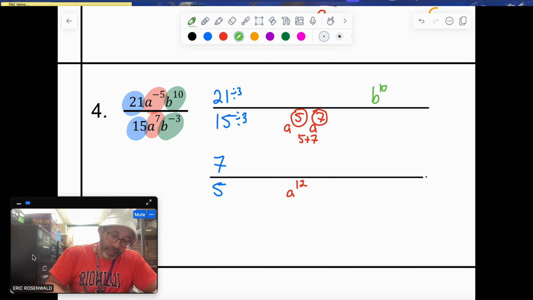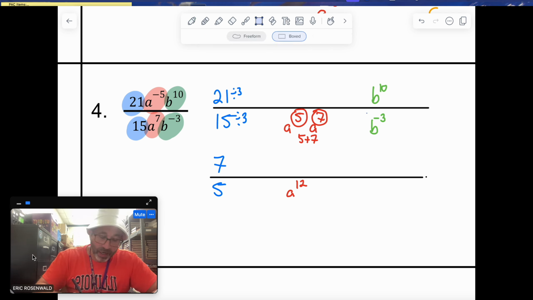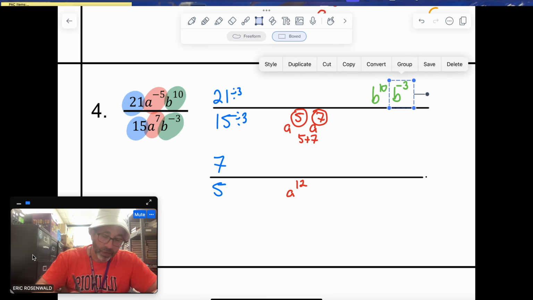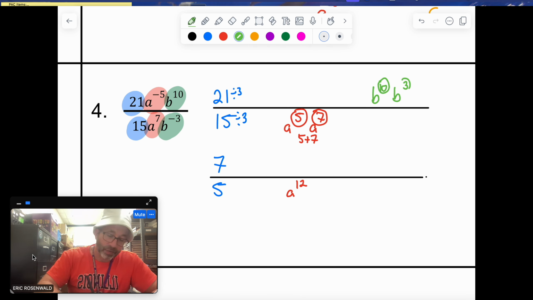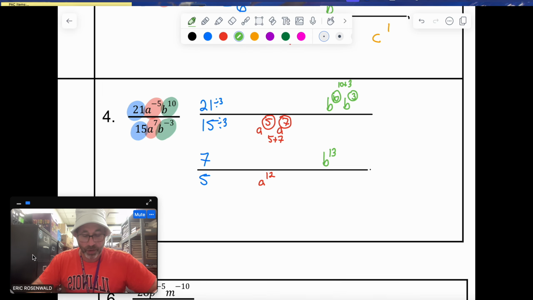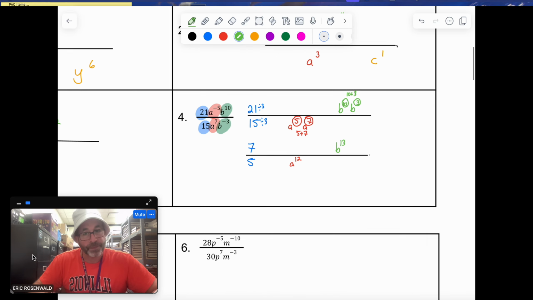Let's look at the b to the negative 3. Because it's a negative 3, they are not happy, so they are going to move. And when they move up to the top, they become happy. When we look at those b's, there's 10 here and there's 3 here, so we add 10 plus 3 when we put those together, which means we're going to have b to the 13th power. And you are done. Okay?